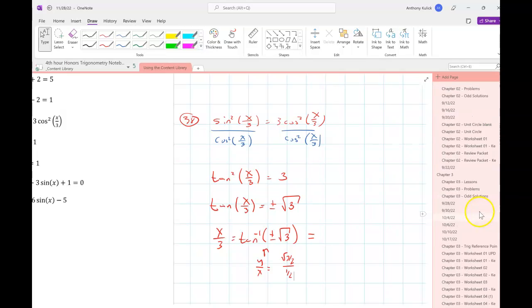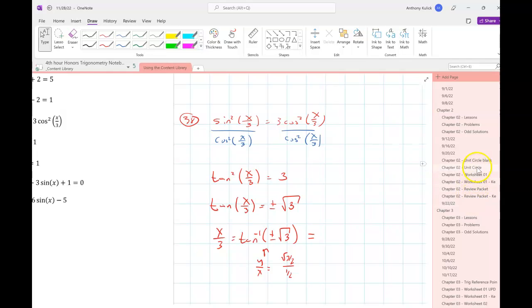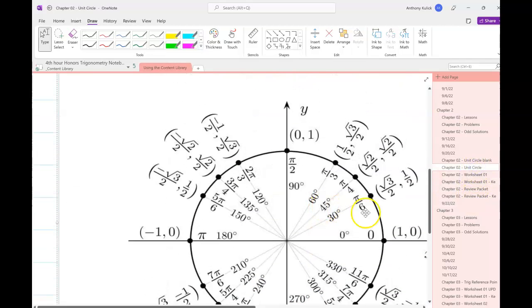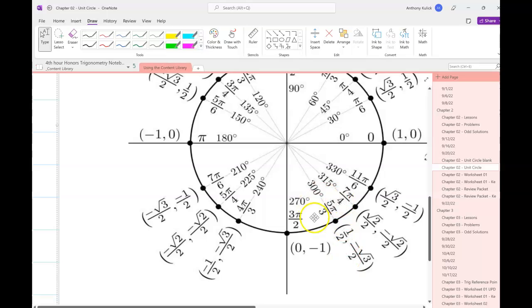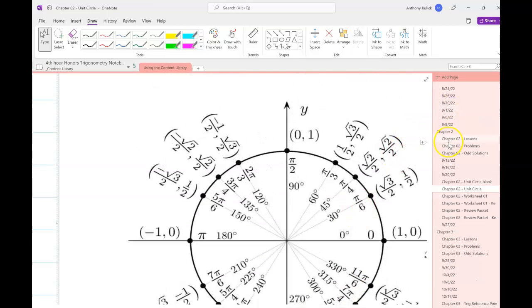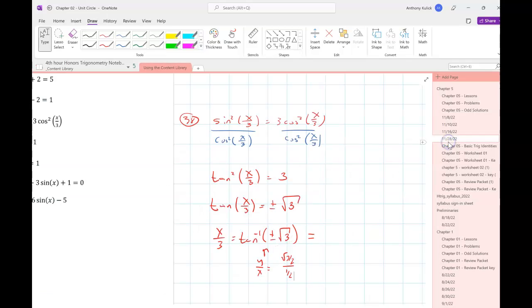So I'll just go and check my unit circle real quick. Somewhere on here. There it is. So where the y has to be square root 3 over 2 and the x has to be 1/2. So I have pi over 3 and then 2 pi over 3 and then 4 pi over 3 and then again at 5 pi over 3. So I have pi over 3, 2 pi over 3, 4 pi over 3, and 5 pi over 3.